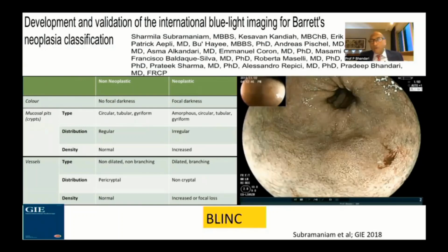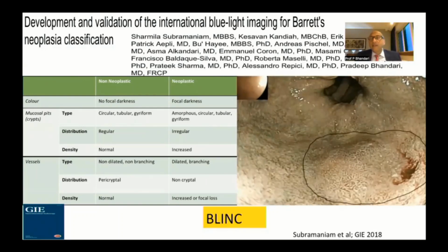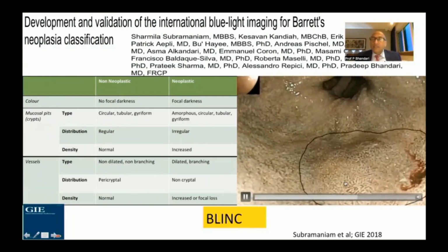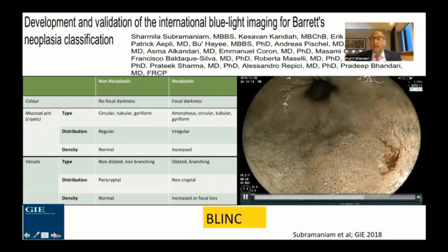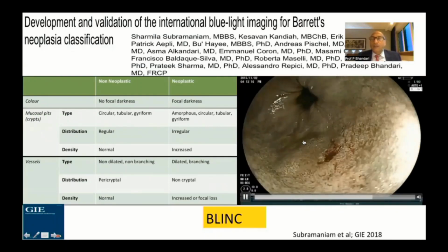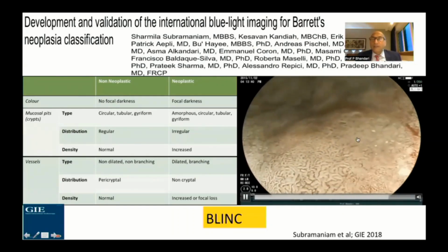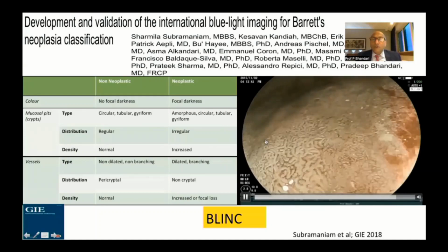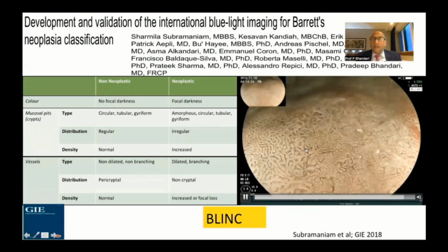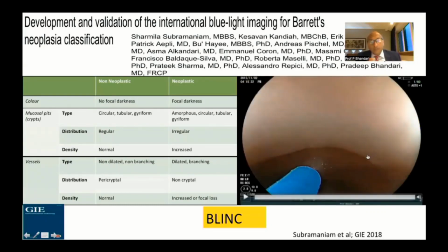And when you use magnification in this area, you will see that the vessel pattern here is normal on this side. This is the normal vessel pattern. This is dilated here, and this is disordered. So you can see within the same area, normal to high grade to cancer. So again, in such a long segment of Barrett's, if you randomly take biopsies, you will miss this.